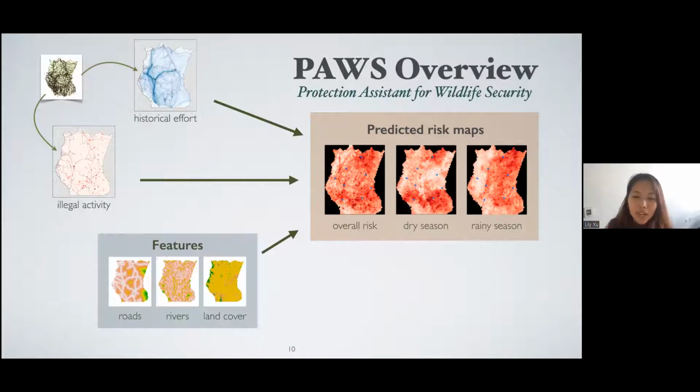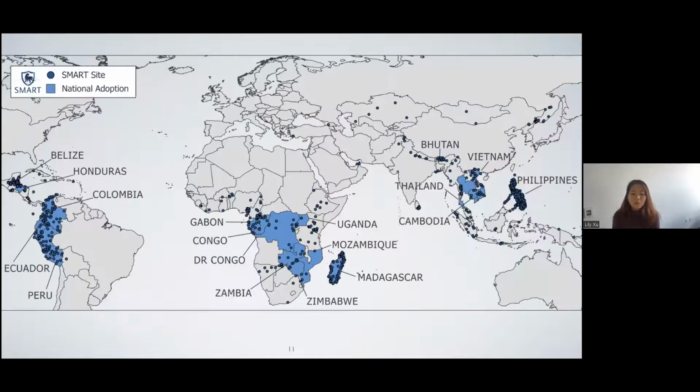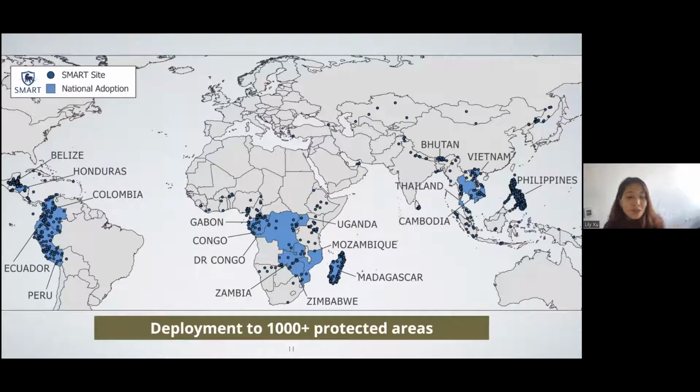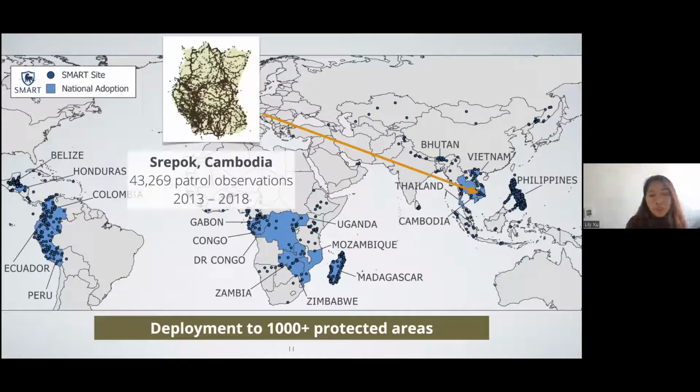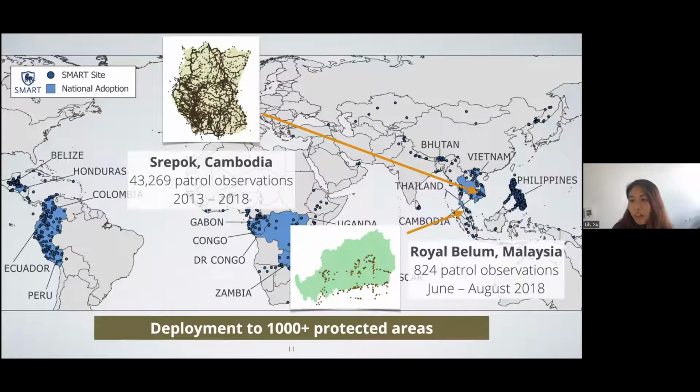But having built this system, we are integrating our AI system into the SMART conservation software, which is the most widely used software system for protected area management around the world, and is used in over 1,000 protected areas across 100 countries. And there are some sites on SMART, such as Srepok, that have many years of historical patrol observations and therefore very rich historical data. But there are other parks on the SMART system, such as Royal Belum State Park in Malaysia, that do not have very plentiful historical patrol observations.